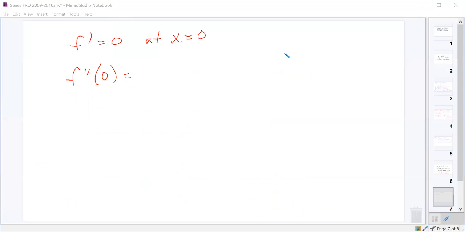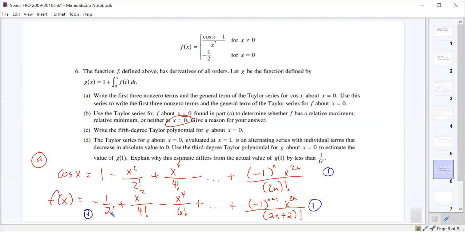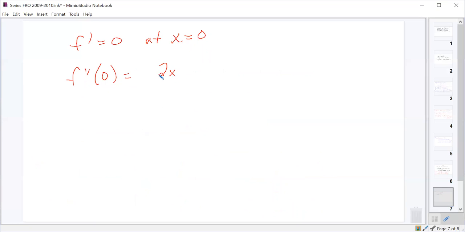Okay, so what we need to do is find f double prime. If we're looking at f double prime, looking at this first term, -1/2 is going to go away. But for this one, as we take the derivative, we should end up with what? 2x, well, it should be the derivative of 2x over 4 factorial, which should be 2 over 4 factorial, which should be 1/12.